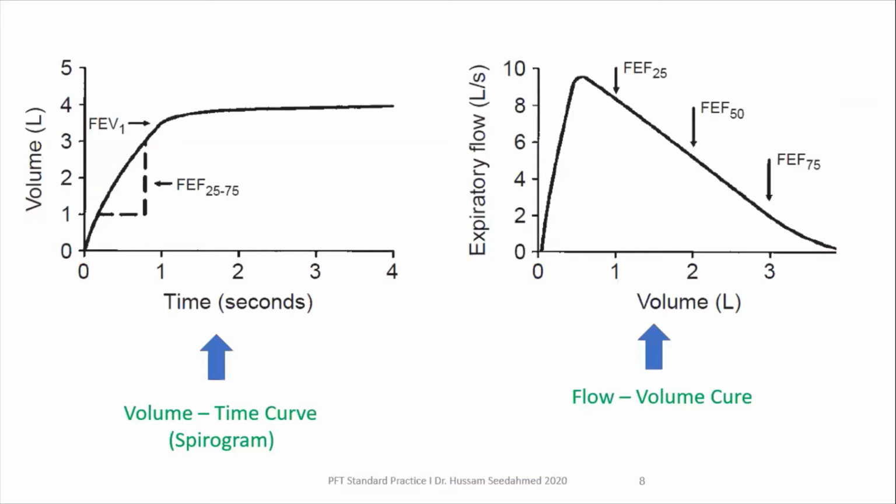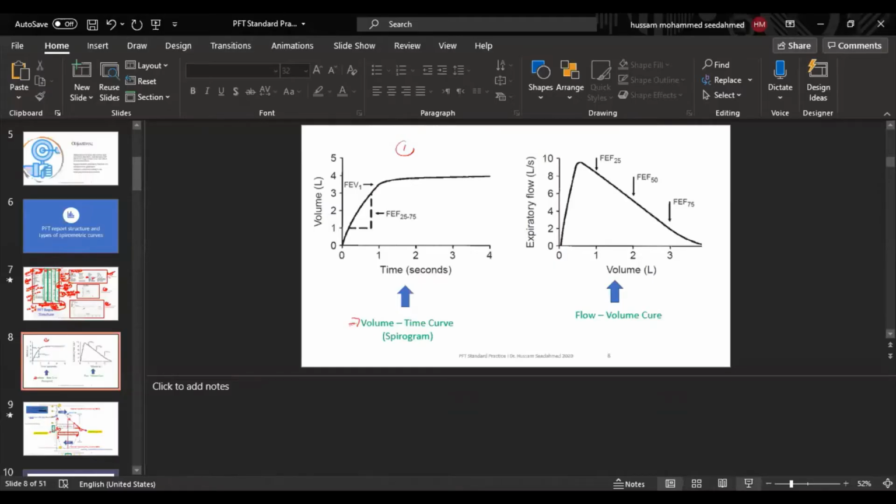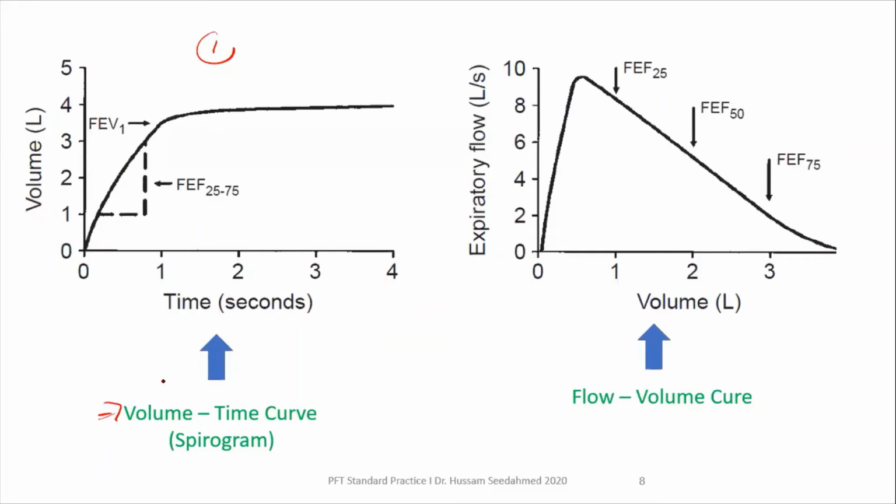Now moving on to the next part, that is the curves. There are three general curves that you will face in any PFT report. The first one is the classical one, that is the spirogram. It is the volume time curve. So actually it plots the volume against time.